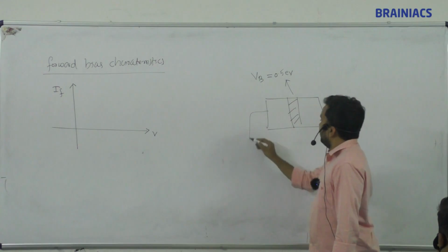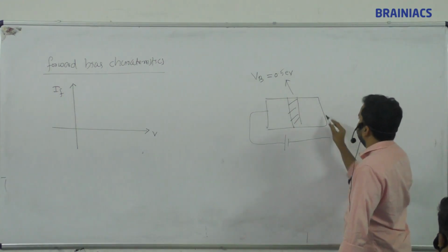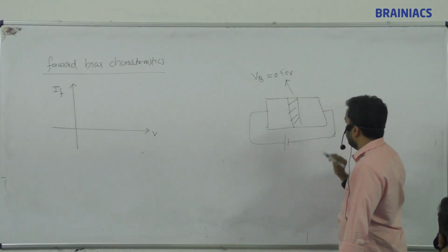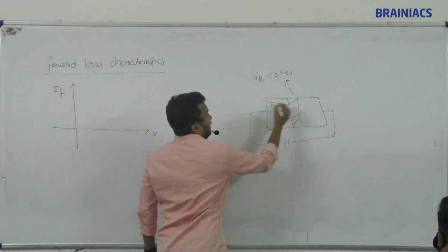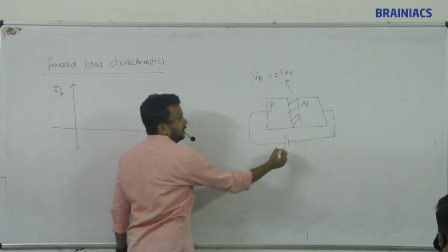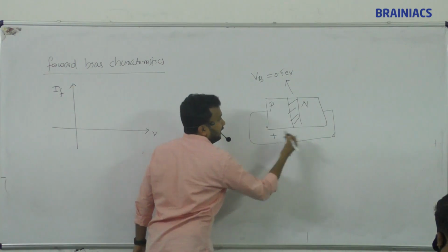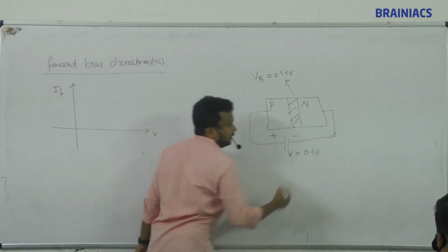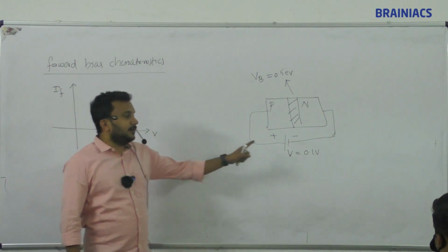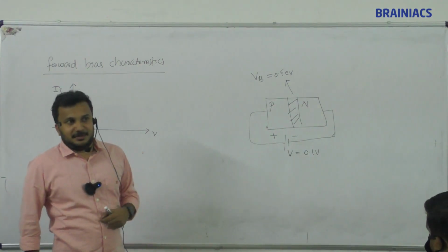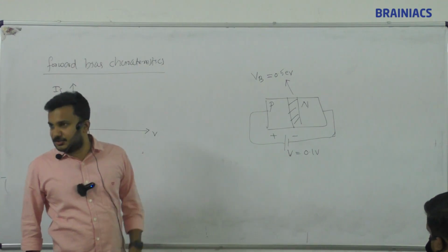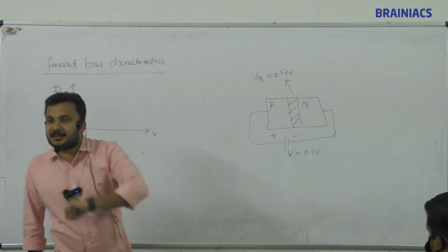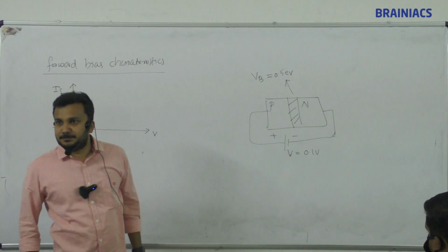Suppose I connected one battery here. So this is a P-type material, this is an N-type material. I connected one battery here, both positive and negative. And here I am giving 0.1 volt. 0.1 volt means battery. Battery is an energy source, right? This 0.1 volt has corresponding energy.